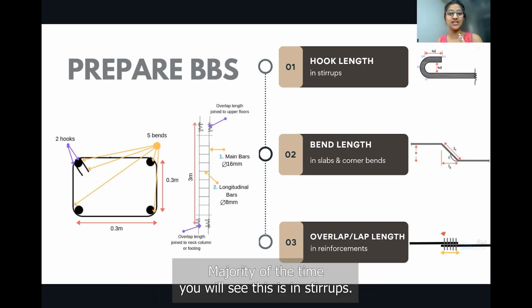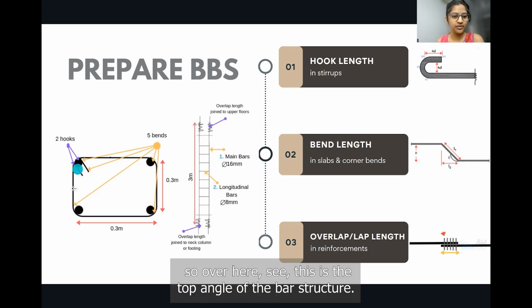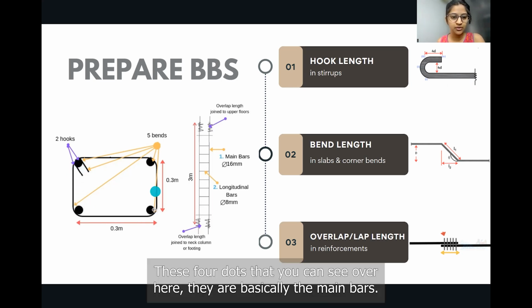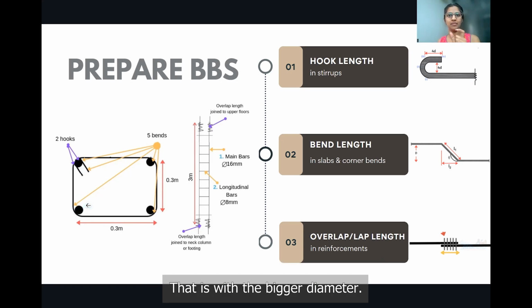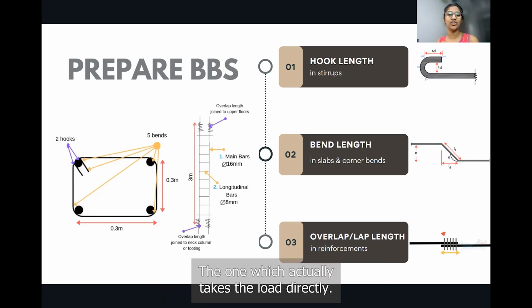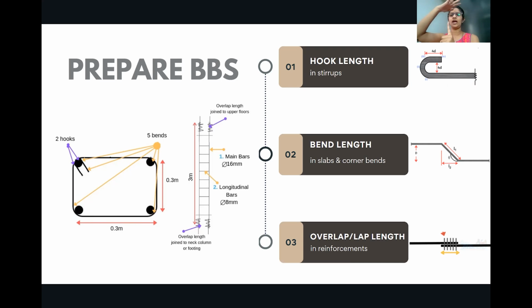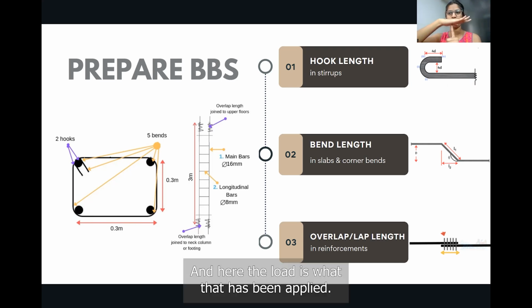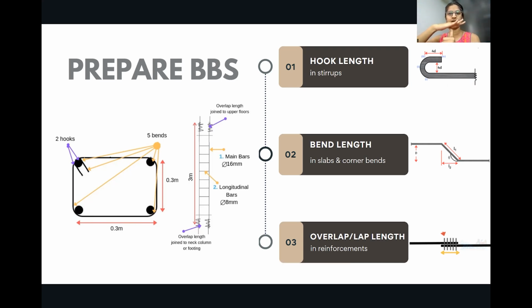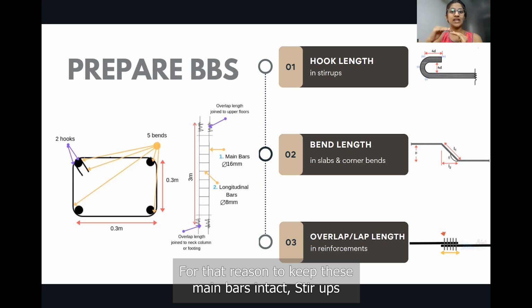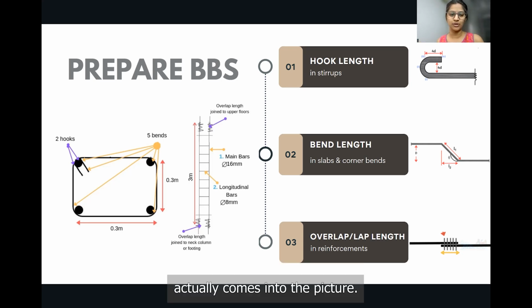Majority of the time, you will see this in stirrups. So I know you will be thinking what a stirrup is. So over here, see, this is the top angle of the bar structure, okay? These 4 dots that you can see over here are basically the main bars. That is, the bigger diameter ones, which actually take the load directly. Now, in order to keep these main bars intact, for them not to bend, now this is the whole bar that is actually acting, and here the load is what has been applied. So this bend shouldn't be happening. For that reason, to keep these main bars intact, stirrups actually come into the picture.